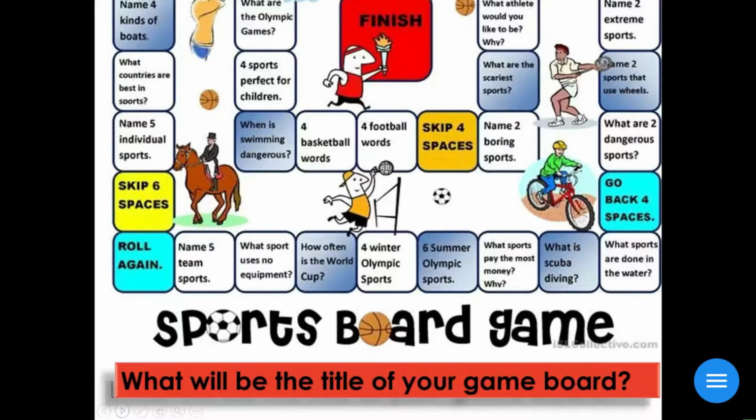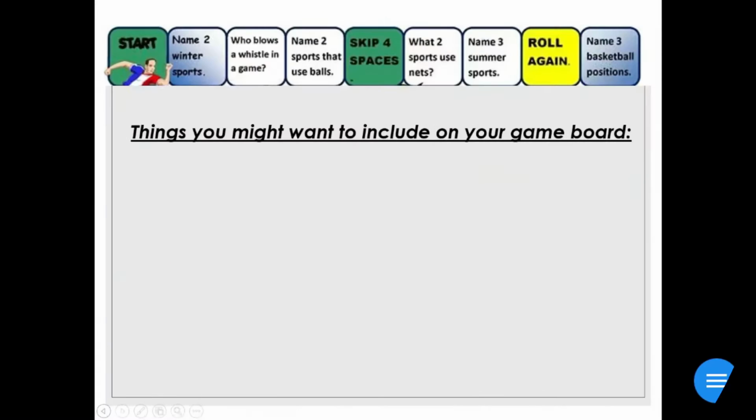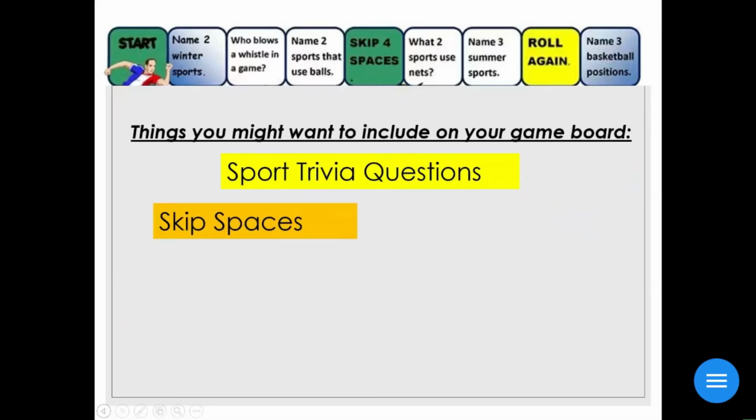So what will be the title of your game? Make it fun, or make it silly, or make it something that's special and unique for you. Some things you'll want to include with your game board include, since this is a PE game board, let's include some sports trivia questions. But be careful, don't make them so specific to your favorite team maybe that no one else can answer them.